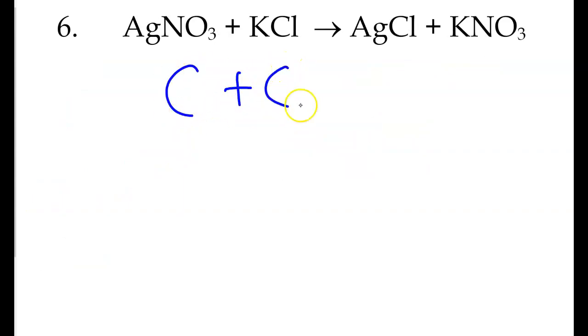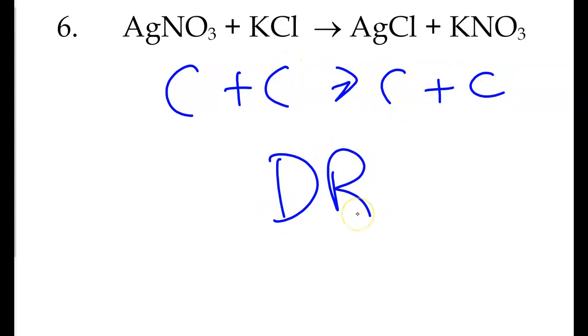And this is a compound plus a compound going to a compound plus a compound. That's a double replacement. You can do DR. Just as a reminder, through all six of these examples, the only time we do positives and negatives is on a single replacement. Otherwise, it's just synthesis, decomp, double replacement, combustion. The only time we do pluses and minuses is in single replacements.